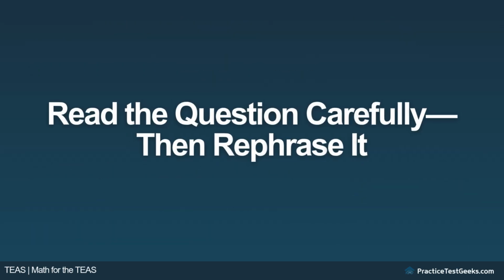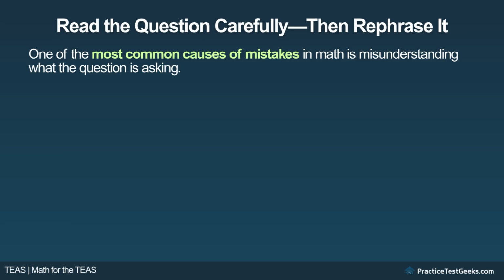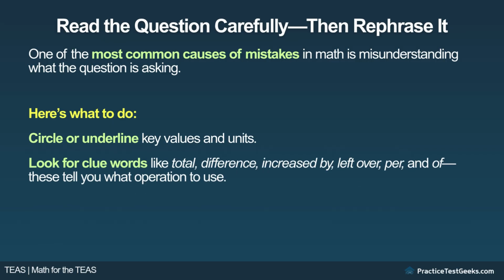One of the biggest reasons students lose points in math is not the math itself, but misunderstanding what the question is really asking. So, slow down and do this. First, circle or underline key numbers and units. Next, look for clue words like total, difference, increased by, leftover, per, or of. These are hints about what operation to use: addition, subtraction, multiplication, or division. Then, try to rephrase the question in your own words. That makes it easier to turn the words into a math problem.